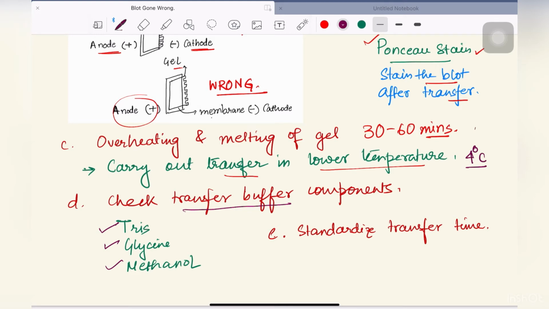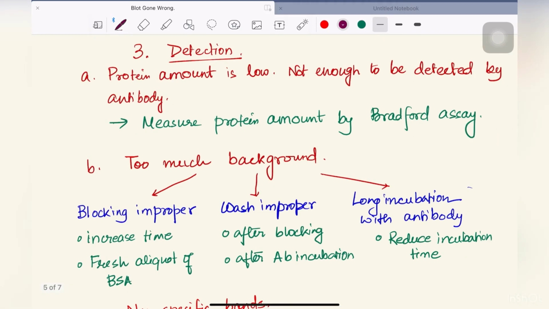So that's for the transfer. Next, we will move on to the detection step.